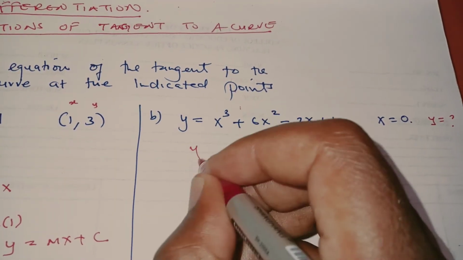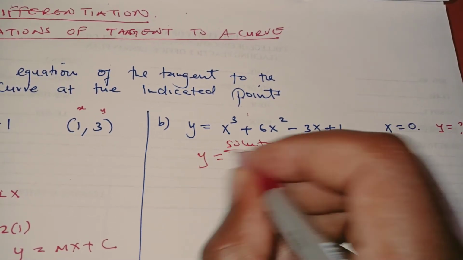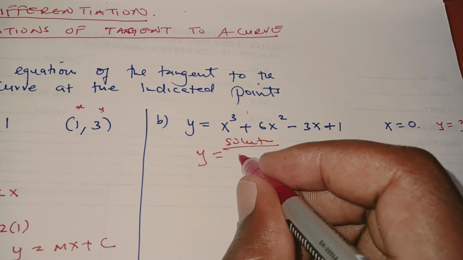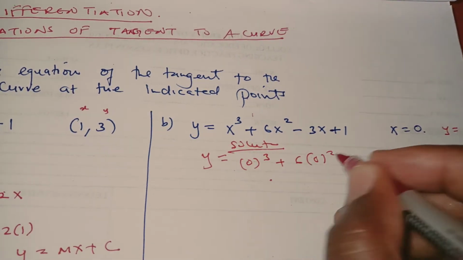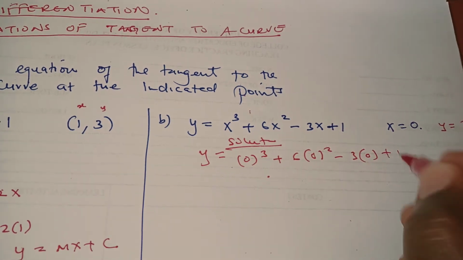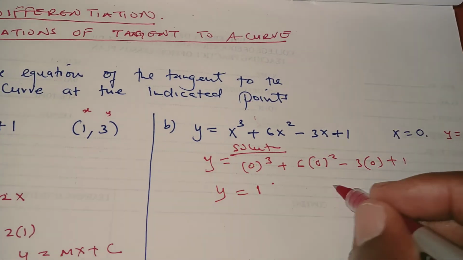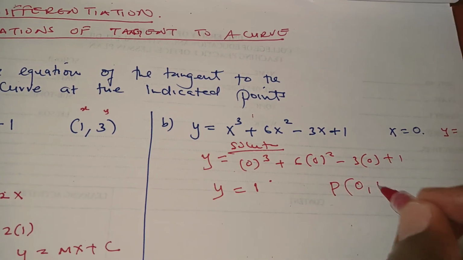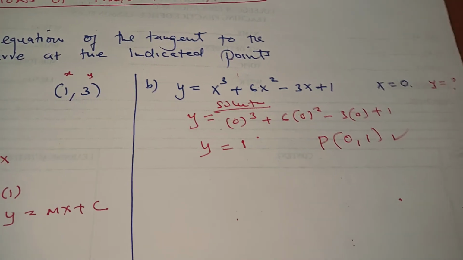So y value should be equal to, so we are now working on our solution here. So y should be equal to, substituting 0, so you have 0 cubed plus 6 into 0 squared minus 3 into 0 plus 1, and so you notice this becomes 1. So y is 1, so we have a point as 0 comma 1. That checks. Now we proceed with our derivative now.